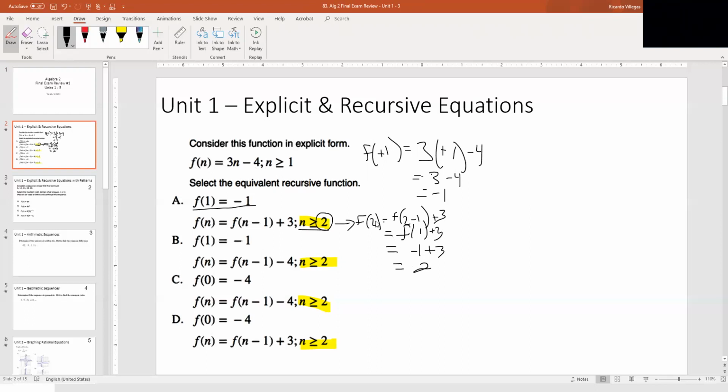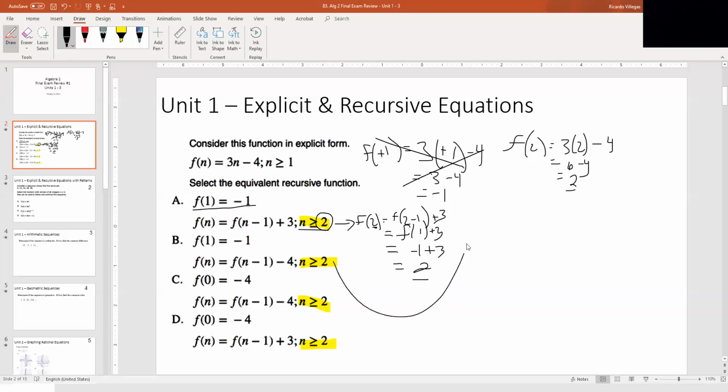Now, before I continue with the rest of the problems, since I substituted 2 for n here, I'm going to substitute 2 for n over here in the explicit function. So f of 2 is equal to 3 times 2 minus 4. 3 times 2 is 6, and 6 minus 4 is equal to 2. So this gave us the same solution as when I plugged in the 2 for this recursive. That's a good indication.